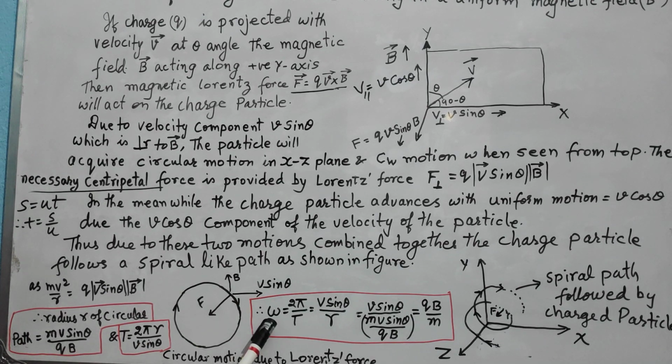So using the relation omega, the angular velocity, is equal to 2 pi by T, we can write for T the value 2 pi r by v sin theta, since T is equal to 2 pi r by v sin theta. So for T you write this value 2 pi r by v sin theta in the denominator, and in the numerator you already have 2 pi.